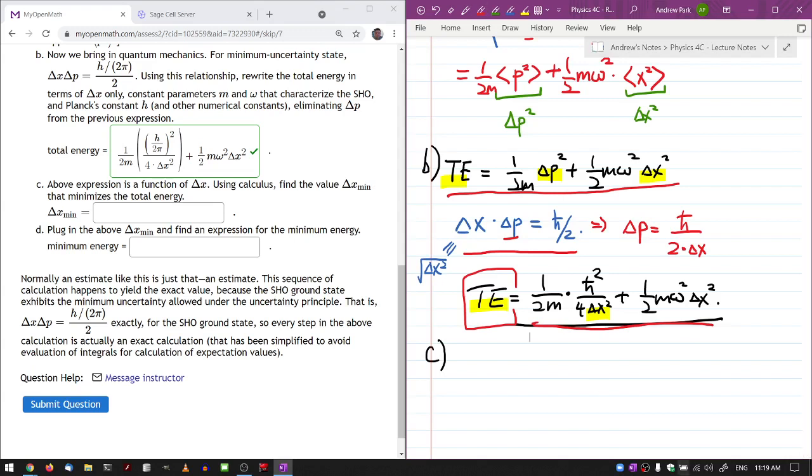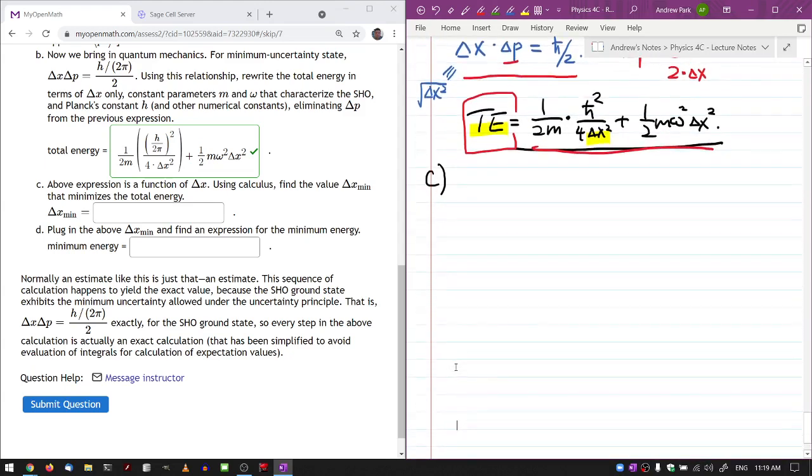The question says using calculus, and the calculus procedure for this is pretty simple. What you do is you take the derivative of the total energy in terms of delta x, and you set that derivative equal to zero, so that you have the minimum possible uncertainty in terms of delta x. So let me do that.